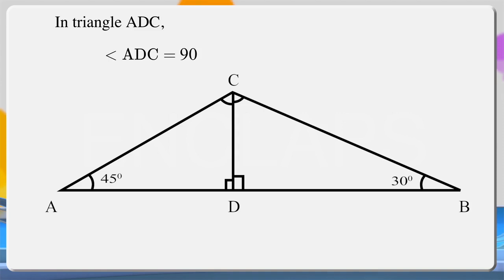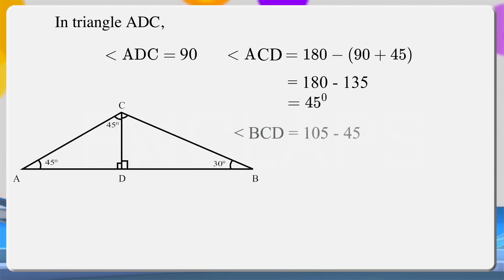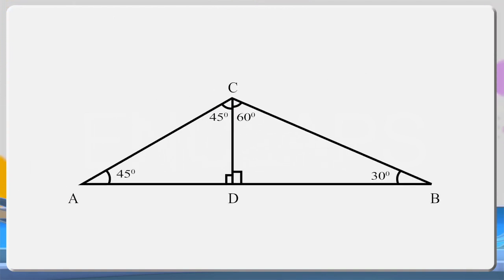In the right triangle ADC, angle ADC is 90 and angle ACD is 180 minus 90 plus 45, which equals 180 minus 135, and that is 45. Here we get angle BCD equals 105 minus 45, which equals 60. Coming back, we have to find the ratio of sides of triangle ABC. For that, assume the side AD of the triangle ADC as x. As we studied, CD also will be x, and we get the hypotenuse by multiplying x by root 2. So AC is root 2 x.